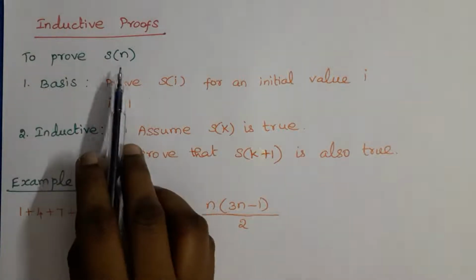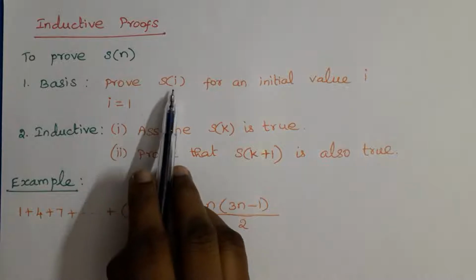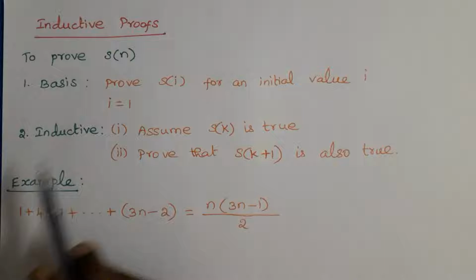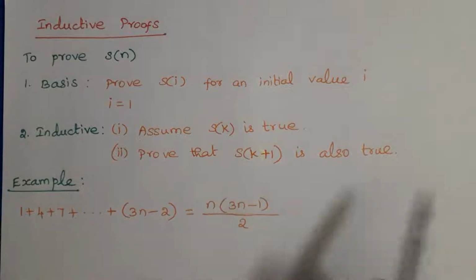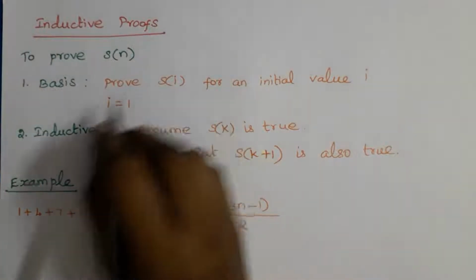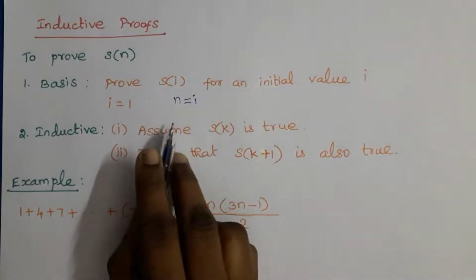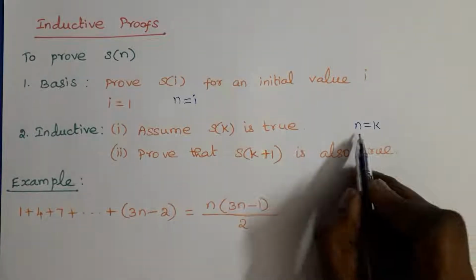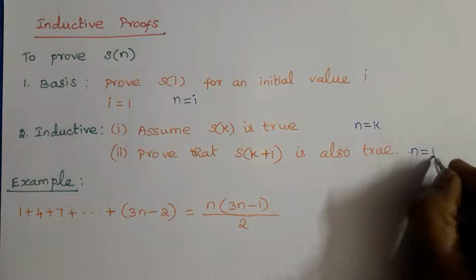So if we want to prove S of n, we need to prove two cases. If the statement S of I is true for some initial value I, then in the inductive condition we consider S of k is true and we need to prove that S of k plus 1 is also true. In the basis case, we took n as I, and here n is k, S of k is true. Then here we have considered n is k plus 1.